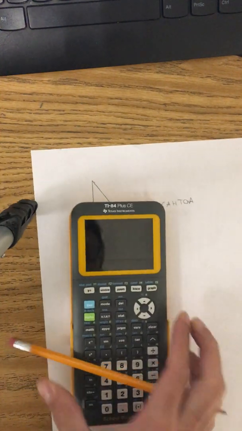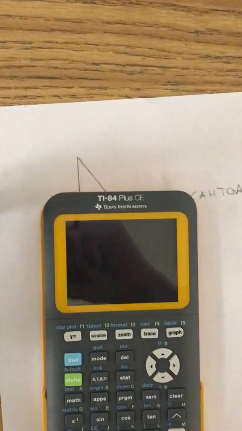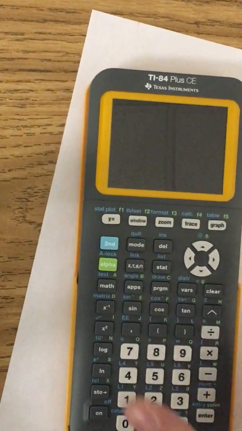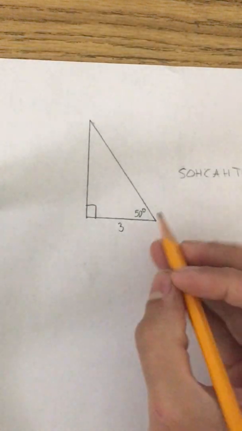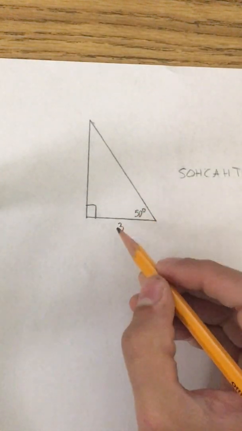This is the calculator I recommended you get. Some of you might not have that one, but you need the buttons sine, cosine, and tangent to make this work. So I know that this corner here is 90 degrees. And this side is 3.